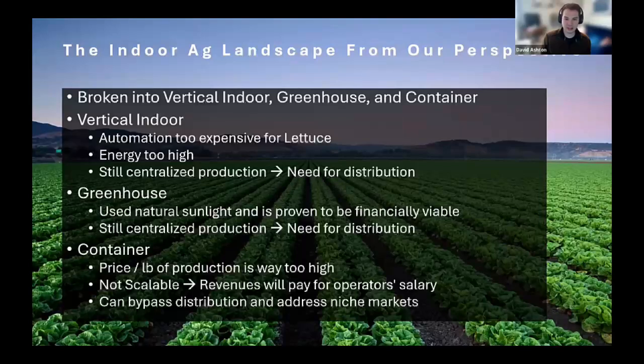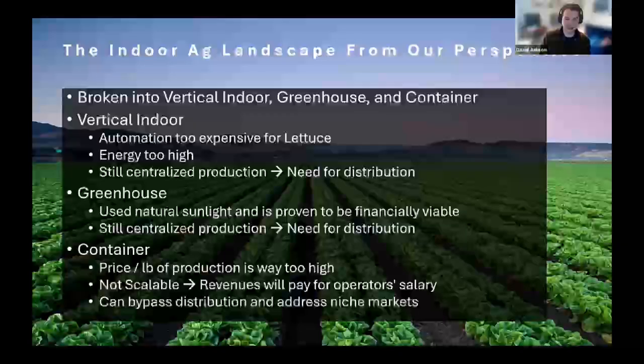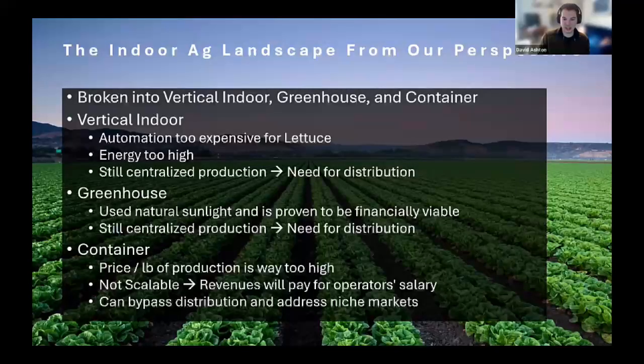So vertical indoor farms, we believe that these are very expensive automation. A lot of times, if you've seen videos, these farms look like wafer manufacturing facilities, and we didn't think that there was a need to go that expensive with the facility because at the end of the day, we're just growing lettuce. Obviously, with indoor vertical farms, the energy costs are very high, so your costs are directly tied to the energy costs. And additionally, these farms are centralized, and so you have to go through distribution to be able to sell the amount of product coming out of these farms.